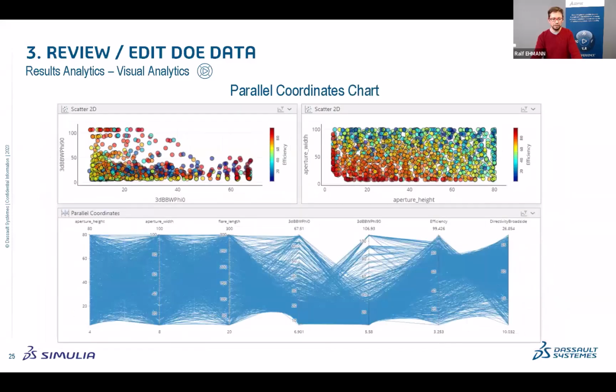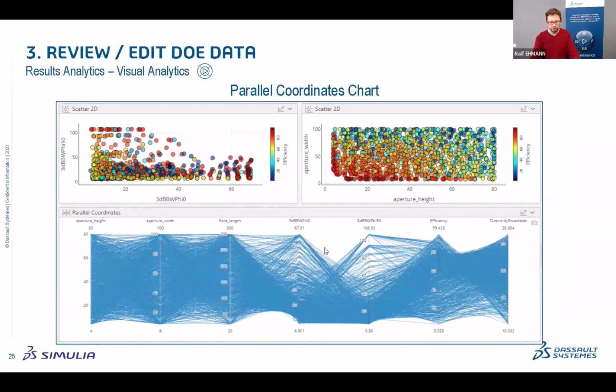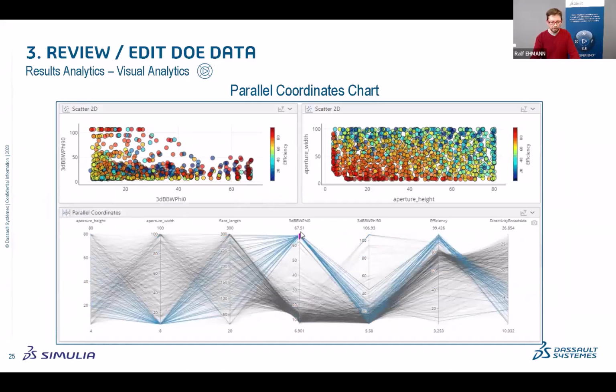There's another way to look at the data, and that's the parallel coordinates chart. Here, all the inputs and outputs are on parallel bars, and all of the variations are connected. Let's start that GIF again. On the bar, you can create a slider. Then it will highlight all the connected data point values. So we take the highest beam width. We can add a second bar, and we highlight those 2 outliers. And again, we can see they have a small flare length, and very low efficiency.